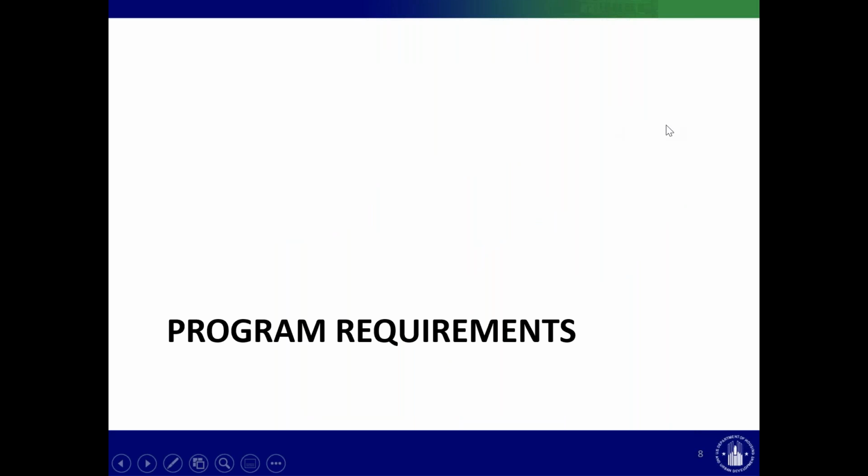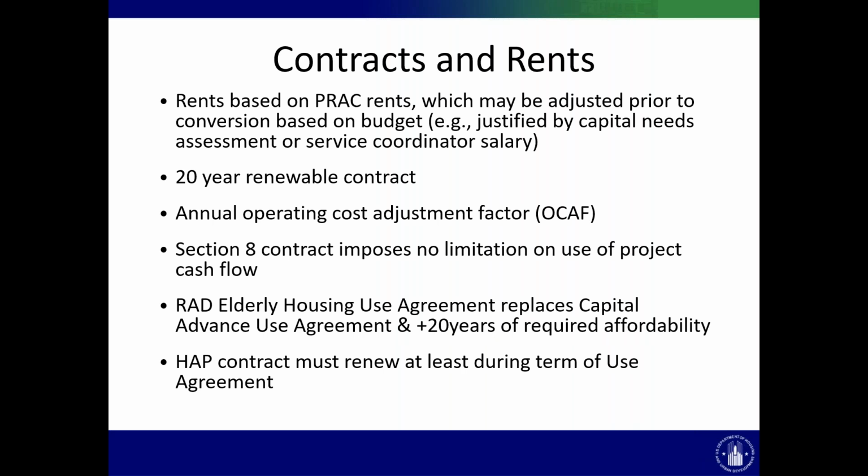Okay, we'll go over in the rest of this presentation the basic program requirements. Of course, they're more fully detailed in the RAD notice, but the purpose of this presentation is to give you an overview of the key requirements. First, on contracts and rents. The rents that will be in the Section 8 HAP contract are based on the PRAC rents that are in the PRAC contract. Remember that the PRAC rents can be adjusted prior to conversion based on budget. They're budget-based rents.